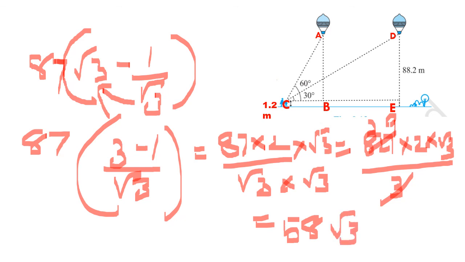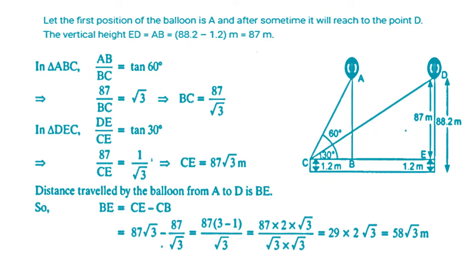Now this is the distance between the positions of the two balloons, from position A to position D. The distance of the balloon from A to D is 58 root 3 meters. Here are the steps which you have to write while doing the sum.